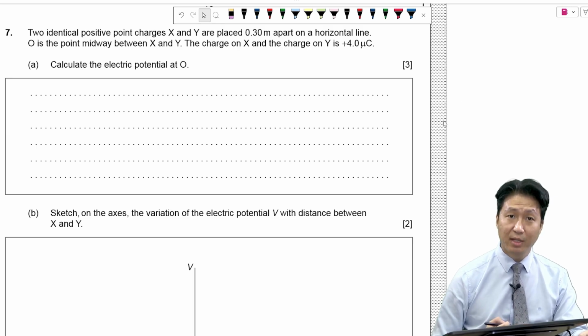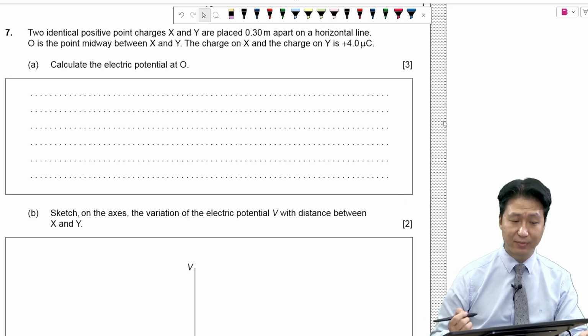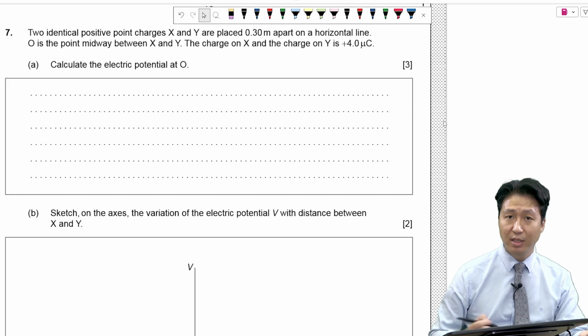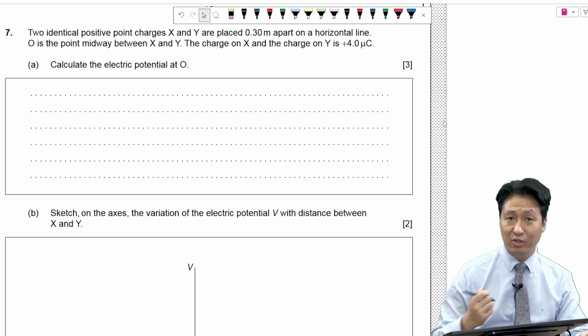Question number 7. Two identical positive point charges x and y are placed 0.3 meters apart on a horizontal line. O is the point midway between x and y. The charge on x and the charge on y is positive 4 microcoulombs. Calculate the electric potential at O.